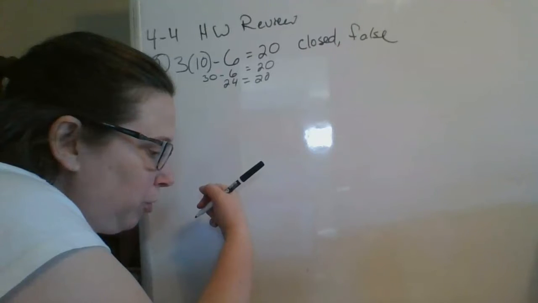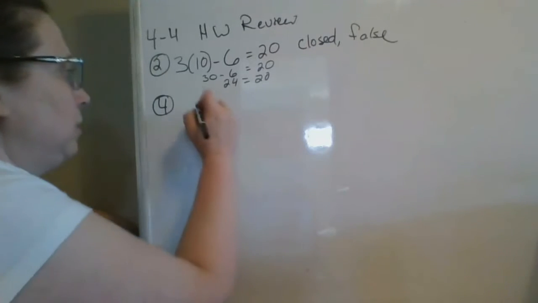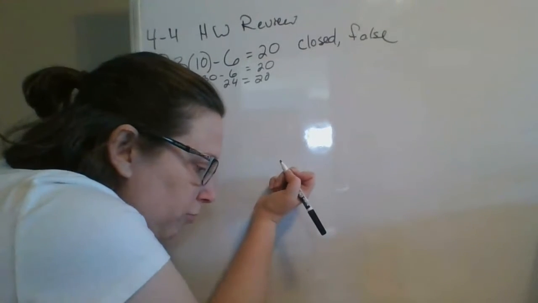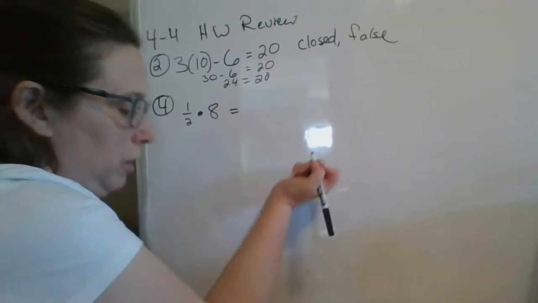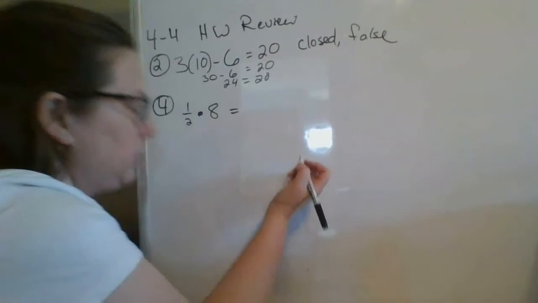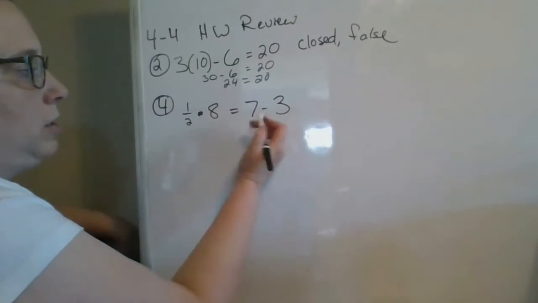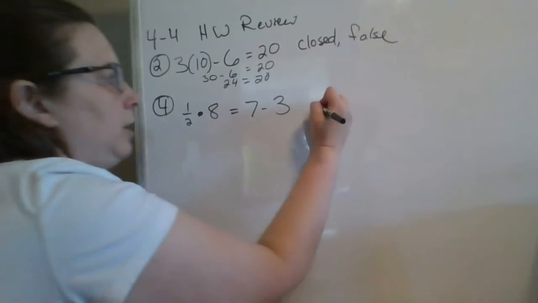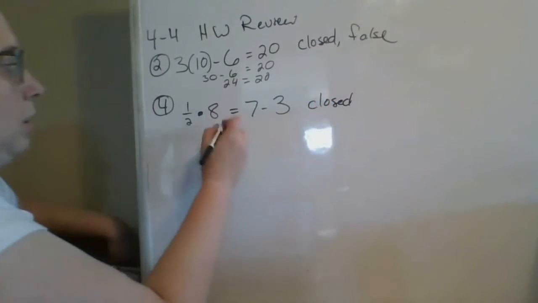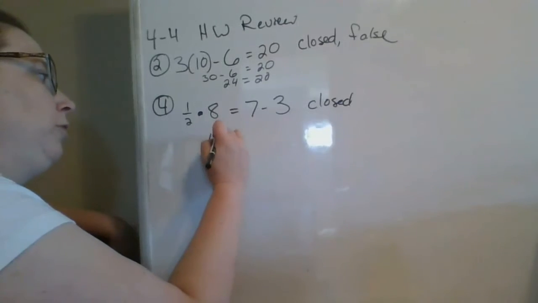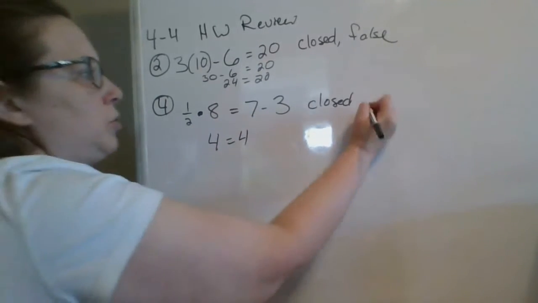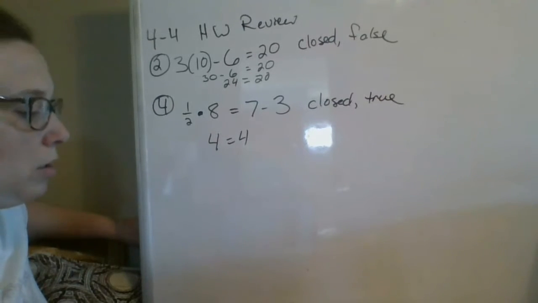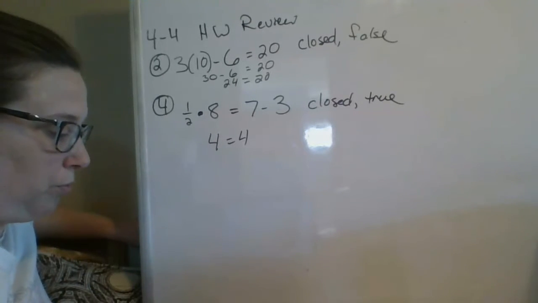Next up, number 4 says half of 8. So 1/2 of means times 8 is, so we have our equal sign, 3 less than 7. For less than, you're writing the minus 3 second, 7 goes first. This again is closed. Half of 8 would be 4, and oh, check it out, it's true. So number 4 is a closed statement, and it is true.